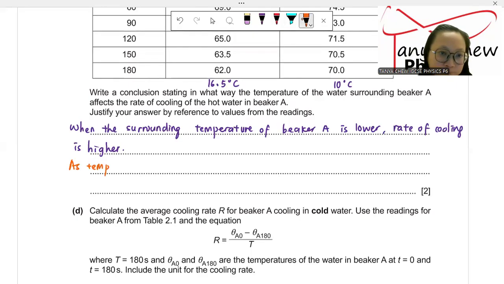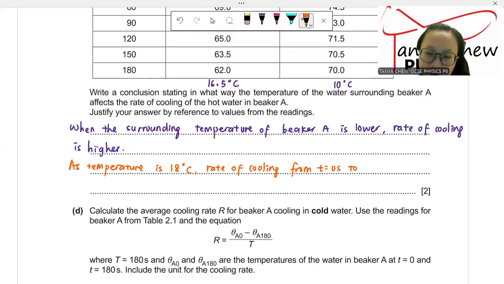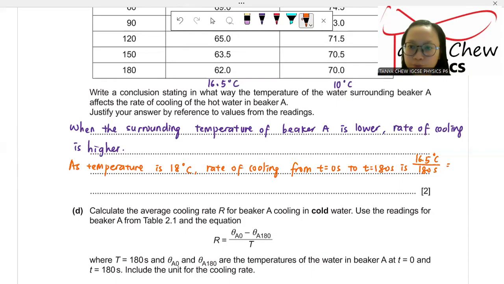As temperature is 18 degrees Celsius, rate of cooling from t equal to 0 second to t equal to 180 second is 16.5 degrees Celsius per 180 seconds. So the rate of cooling is divided by 180 is 0.092, 0.0917, I write it right, degrees Celsius per second.